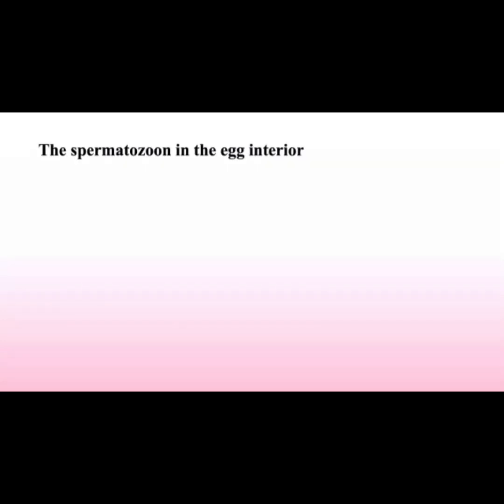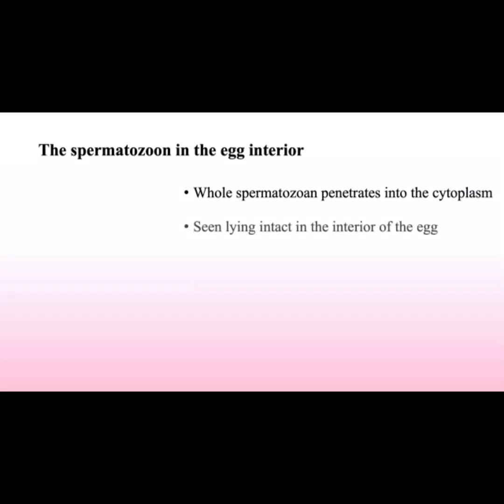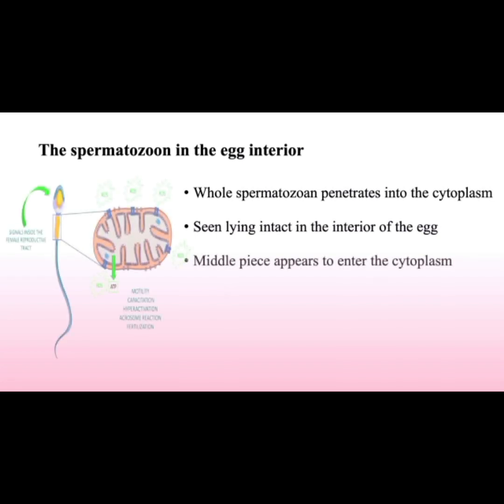The spermatozoon in the egg interior. The whole spermatozoon, head, middle piece and tail, penetrates into the cytoplasm and for a short time may be seen lying intact in the interior of the egg. The middle piece appears to enter the egg cytoplasm in most cases. The mitochondria contained in the middle piece have been observed in some cases to scatter in the cytoplasm of the egg.